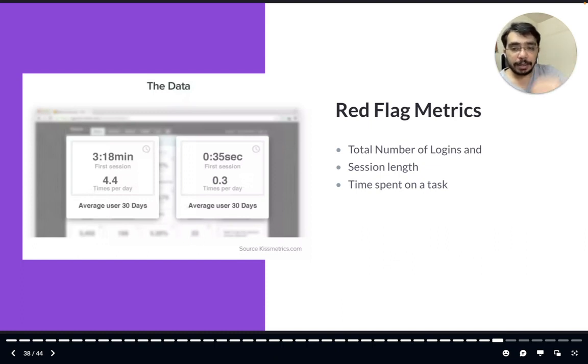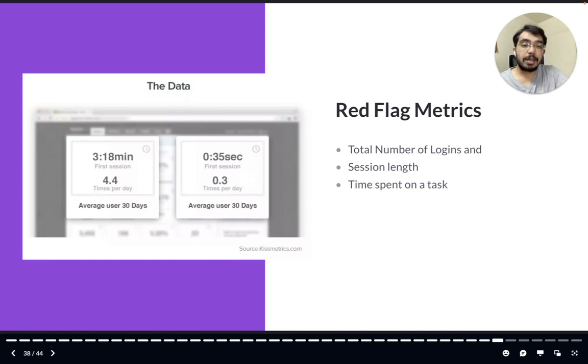So when they did the churn versus retain analysis, what they identified, on the left, were the retained users: 318 minutes, 4.4 times a day, average user 30 days. And on the right side is the behavior of churned users. If you see on the left side, the first session of a retained user was pretty high. It was 3 minutes and 18 seconds, while it was only 35 seconds for the churned user.